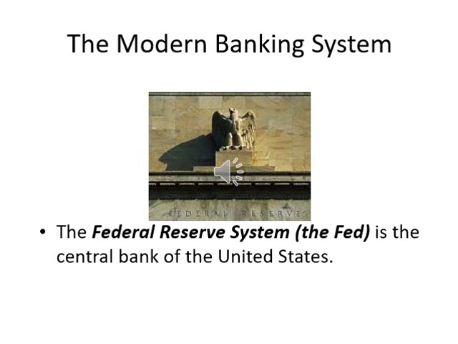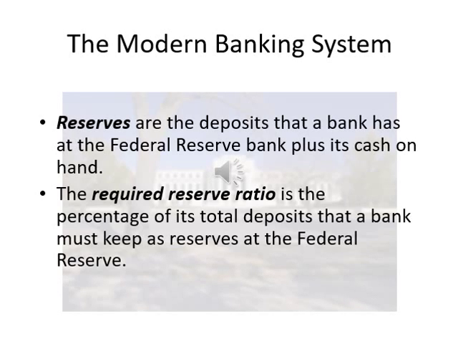The modern banking system. The Federal Reserve System, the Fed, is the central bank of the United States. Reserves are the deposits that a bank has at the Federal Reserve Bank plus its cash on hand. The required reserve ratio is the percentage of its total deposits that a bank must keep as reserves at the Federal Reserve.